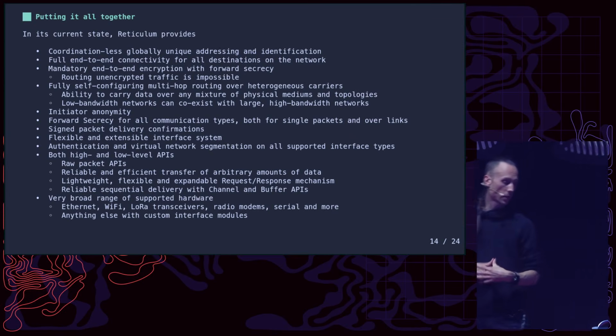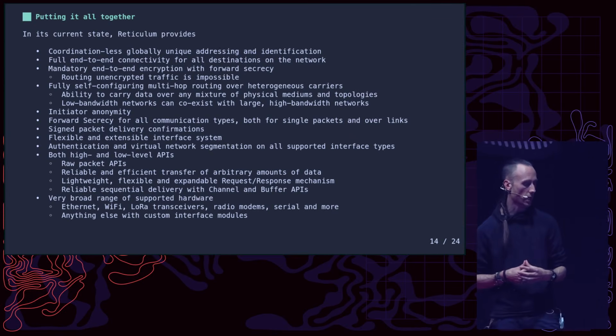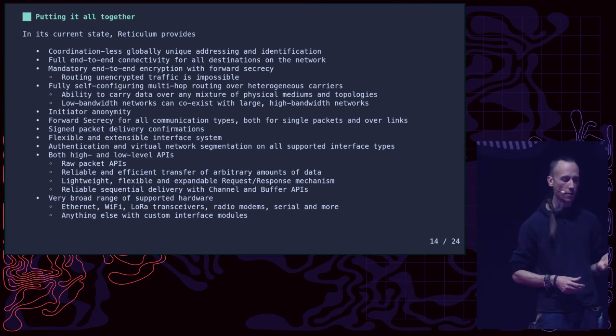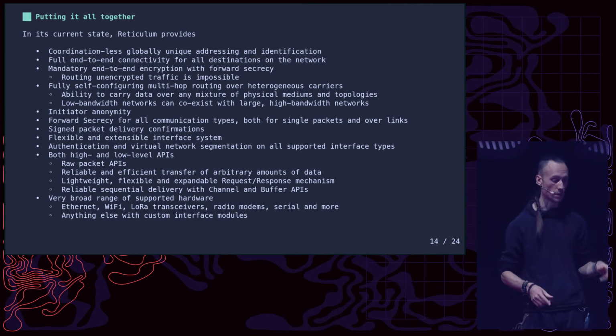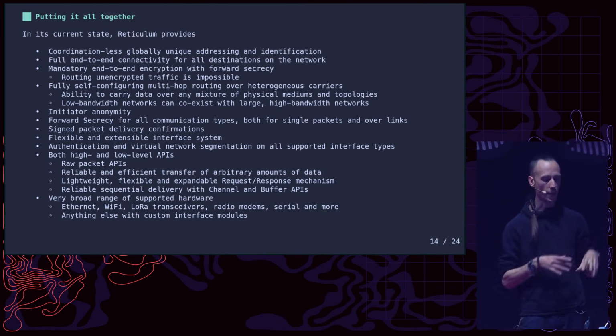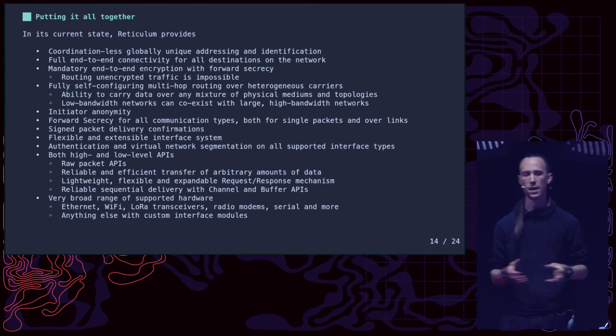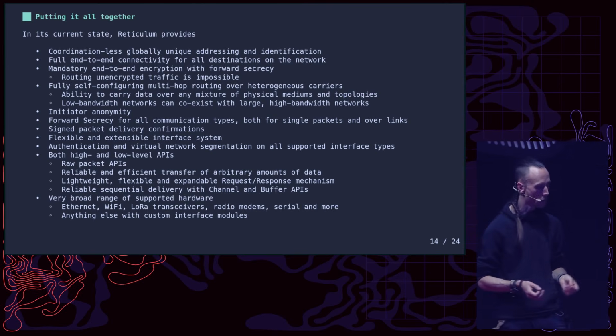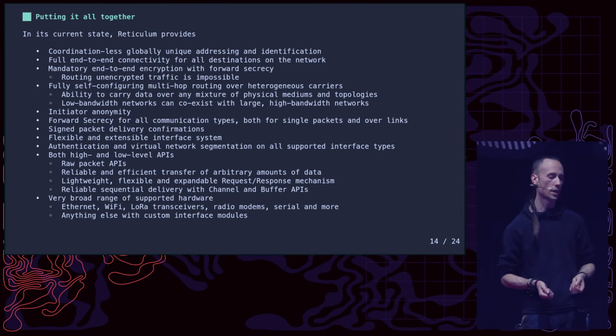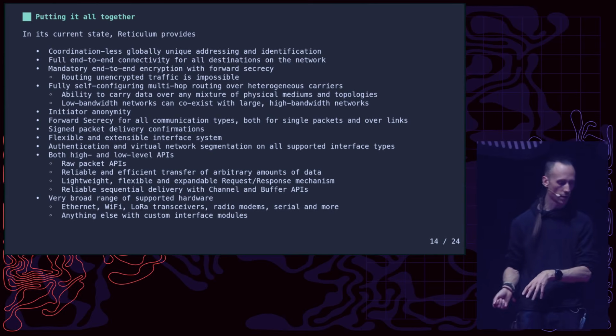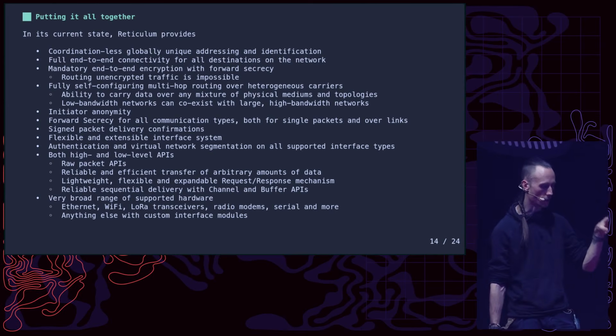It has fully self-configuring multi-hop routing over heterogeneous carriers, and it can carry data over any mixture of physical mediums and topologies. And there are mechanisms implemented now that mean that low bandwidth networks can coexist with large high bandwidth networks quite efficiently. It has initiator anonymity, forward secrecy for all communication types, both for single packets and over links. We have signed packet delivery confirmations.